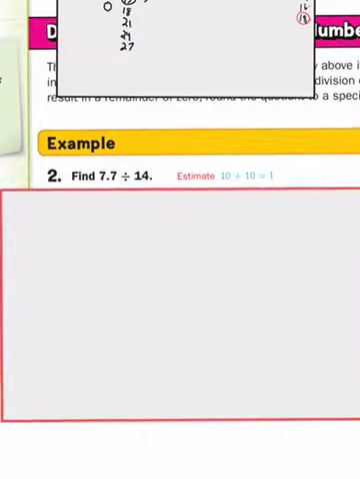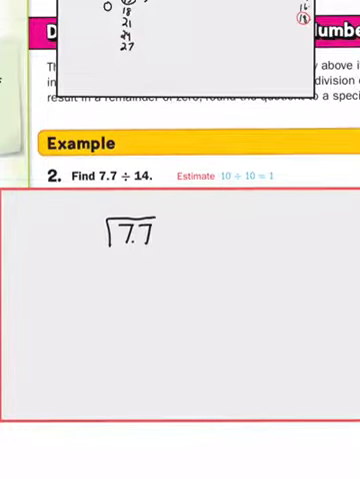So let's get started. So first off, it says find 7.7 divided by 14. So I'm going to do 7.7 divided by 14. I'm going to put my decimal straight up into my quotient. And first thing, 14 does not go into 7. So we have to figure out how many times 14 goes into what looks like a 77. So if I count by 14s, I'm going to do 14 and 28. I know those in my head.